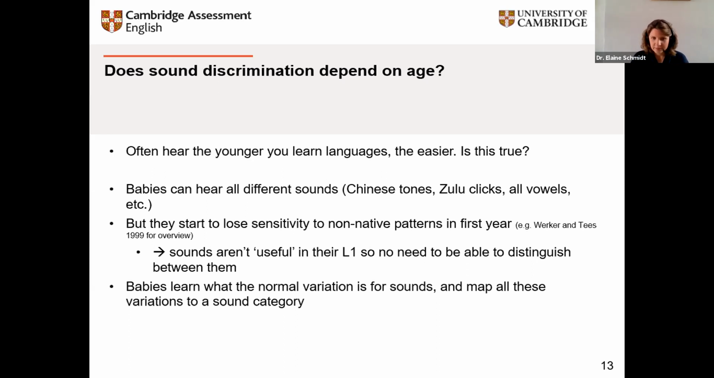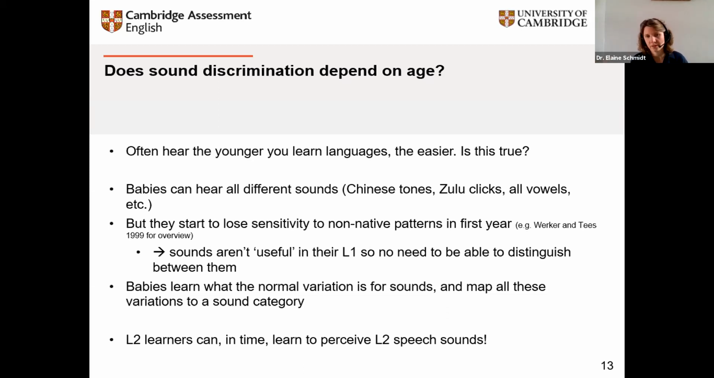Now, that doesn't mean that L2 learners can never perceive these sounds. They can, the only problem is it takes a lot of time. So in a way, it is true if you start earlier, you have a better chance, but not because you are still able to perceive all of these differences, but just because you also have more time to learn this, but also because your brain is a bit more plastic. So what we call brain plasticity, you can form new connections more easily, and that means you are able to learn this more easily. But it is not true that an L2 learner can immediately perceive all of the different sounds if they're, for example, 5 or 7, and if they learn the language.